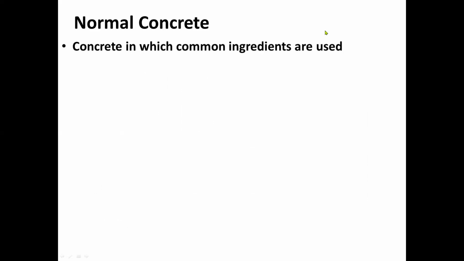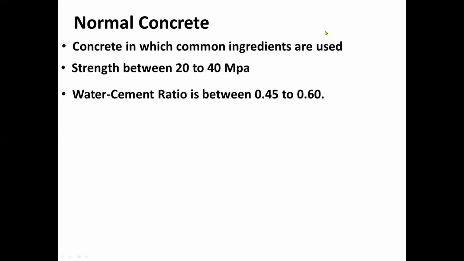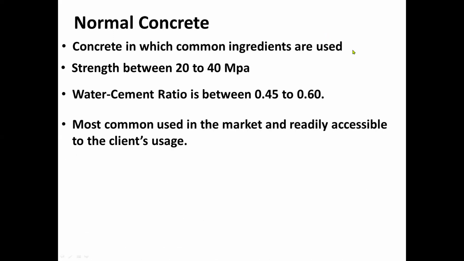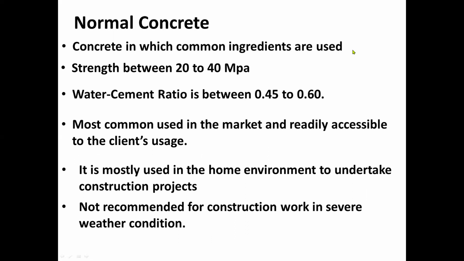Concrete in which common ingredients are used. Strength between 20 to 40 megapascal. This type of concrete are actually classified as or categorized as normal concrete. Water cement ratio is between 0.45 to 0.60. Most common use in the market and readily accessible to the client's usage. It is mostly used in the home environment to undertake construction projects. Not recommended for construction work in severe weather condition.